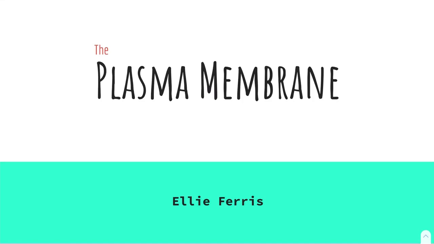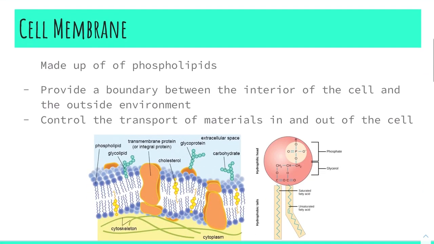The plasma membrane. Every cell has a cell membrane made up of phospholipids, which are made up of a negative head, which is hydrophilic, and a nonpolar uncharged tail that is hydrophobic. A phospholipid bilayer is formed with tails on the inside and heads on the outside, so the tails are protected from the extracellular and intracellular fluid. They also provide a boundary between the interior of the cell and the outside environment, as well as control the transport of materials in and out of the cell.